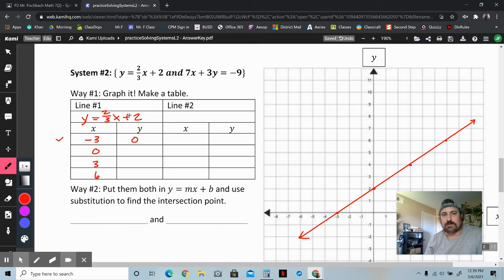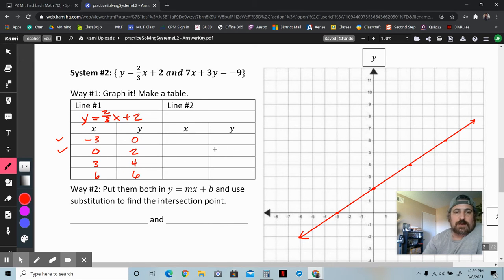Then you've got 0 plus 2, which is going to be 2. Does it cross the y-axis at 2? Yes, that's a verified point. And then 3 times 2/3 is 2. 2 plus 2 is 4. And then 6 times 2/3, 3 goes into 6 twice. 2 times 2 is 4. 4 plus 2 is 6. So there's your ordered pairs. All right, I feel pretty good about those.